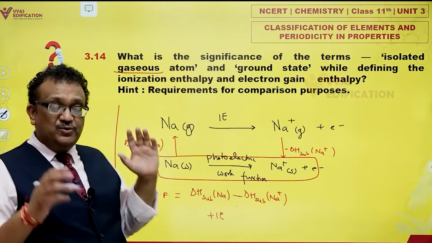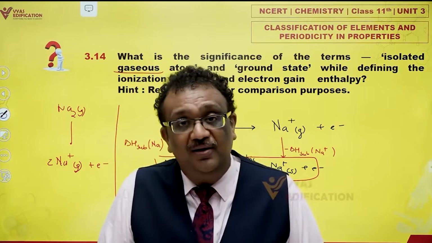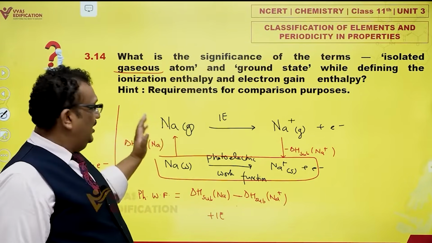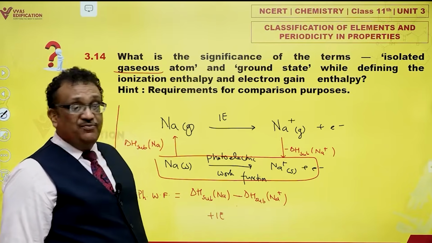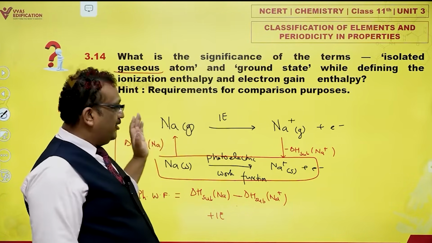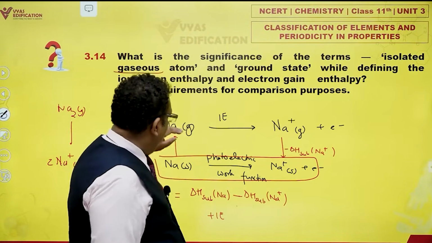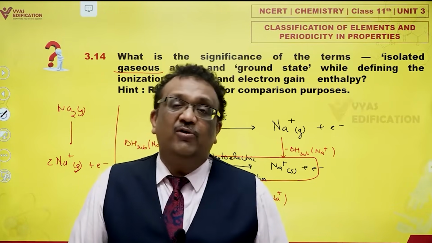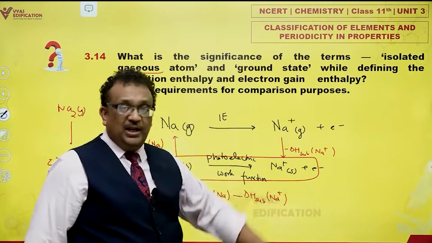If I want a unique absolute number which is experimentally reproducible, I have to be accurate. So when I say isolated, that means only one atom you have, and gaseous, and ground state also. Why ground state? Because if sodium already is in an excited state, say for example, to take an electron out of sodium I need 2 electron volts. If the sodium atom is already excited by say 1 electron volt of energy, I just have to supply an extra 1 electron volt to take out that electron, right?